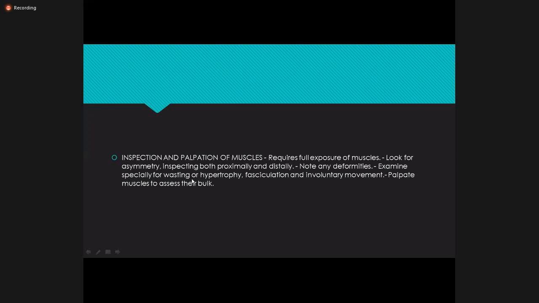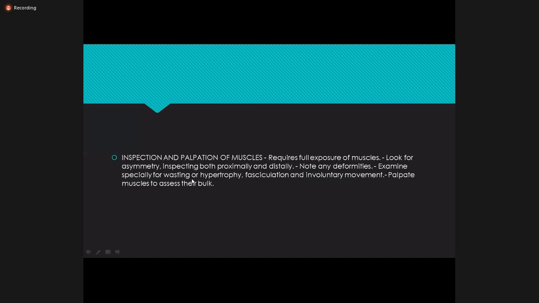Now in the upper limb, you can look for any wasting or abnormality in the arms or shoulder girdle, and you can find wasting or any abnormality here due to any brachial plexus injury, right? So this is the wasting.